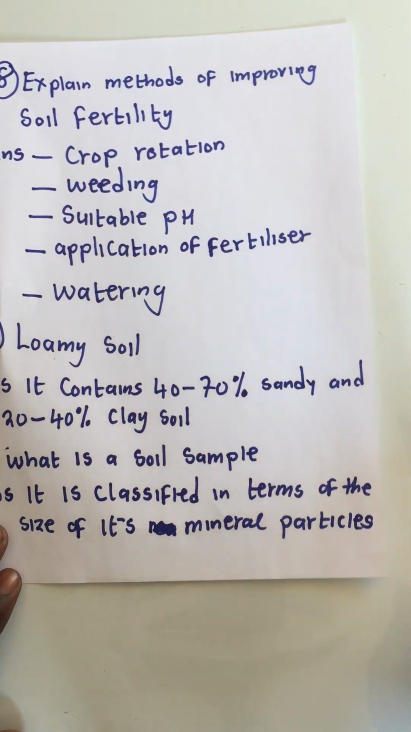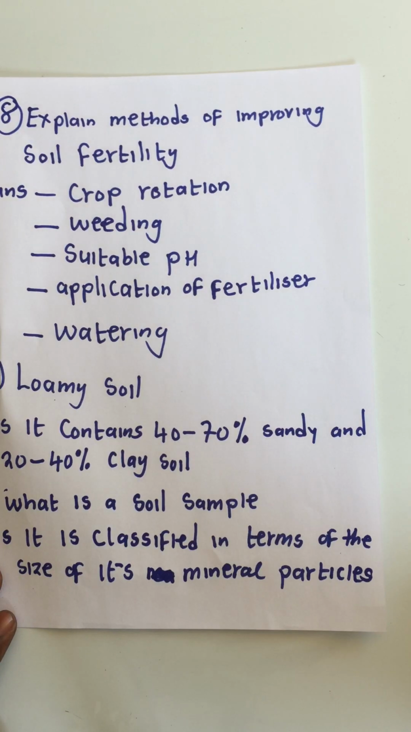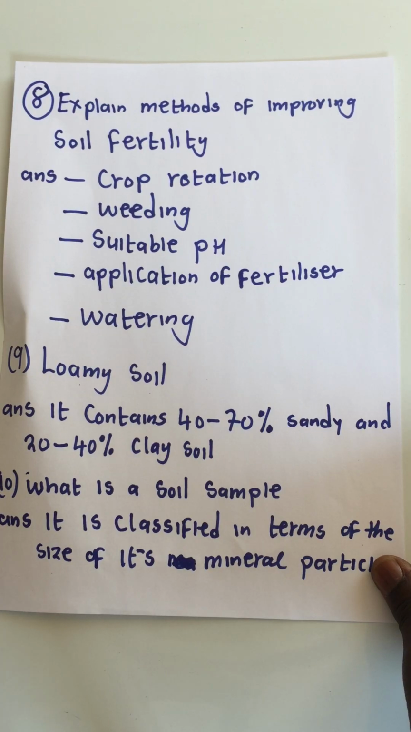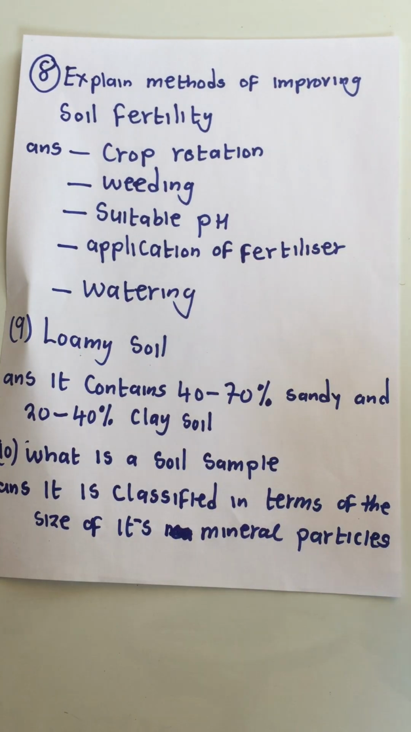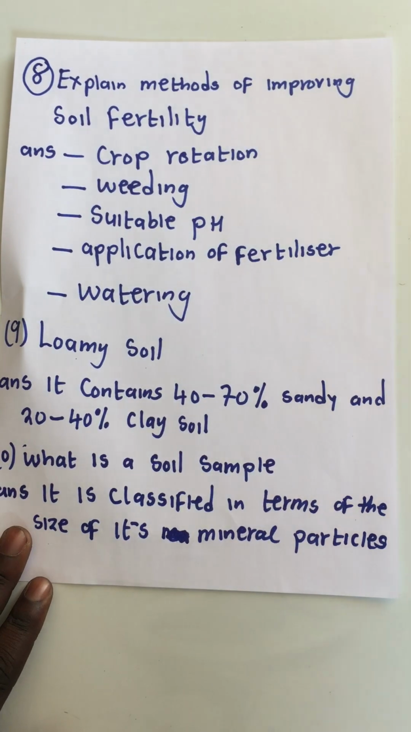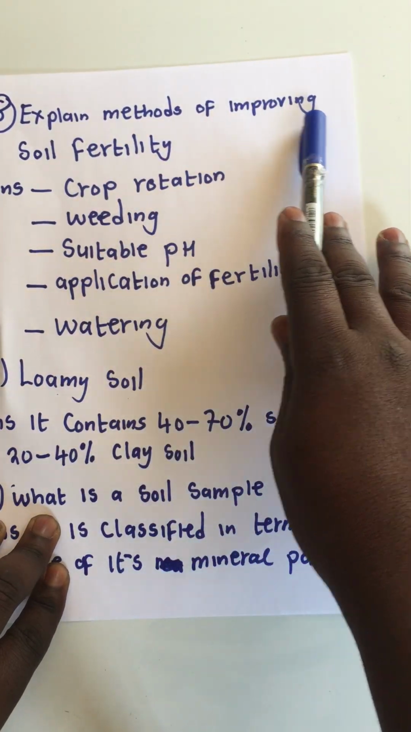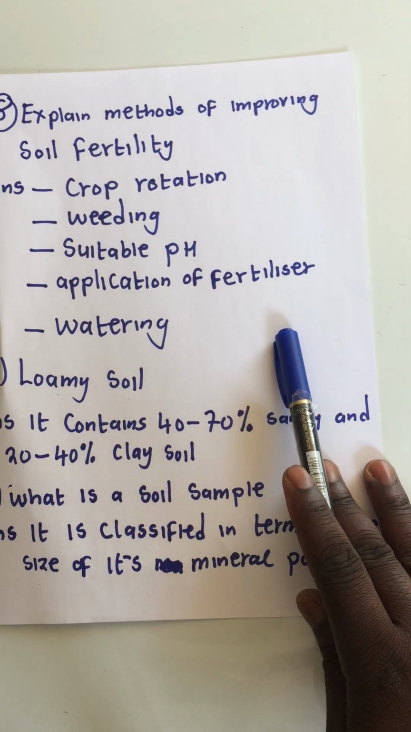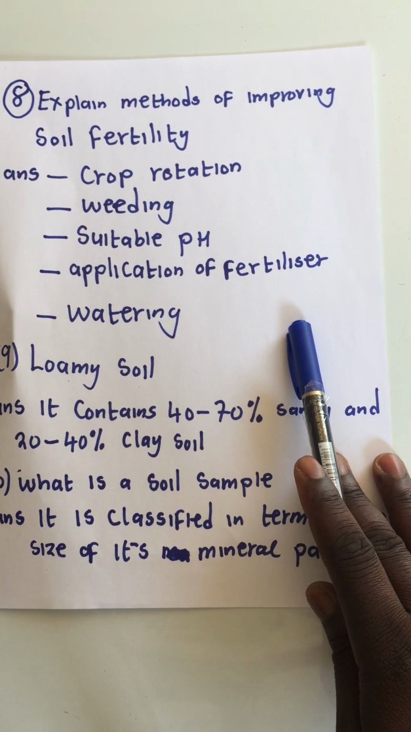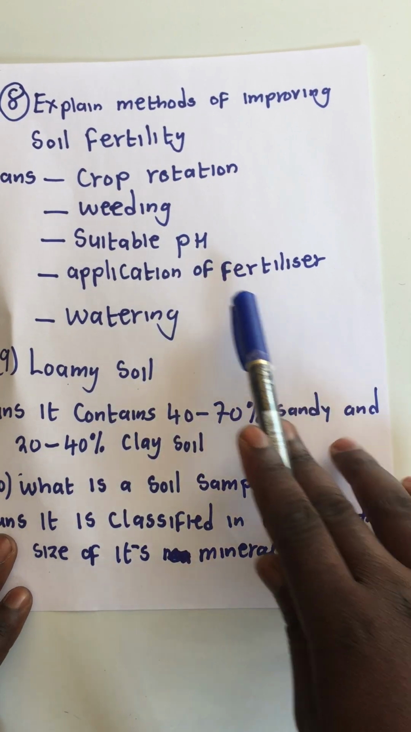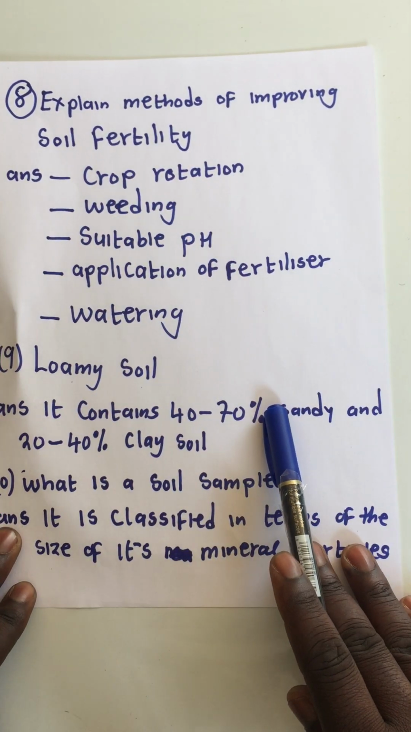We come to question 8. Question 8 reads as, explain methods of improving soil fertility. How can you improve the soil to bring back its fertility after you have lost the nutrients in the soil? How can you make the soil to bring back its nutrients so that when you plant the crops, they grow good or healthy?